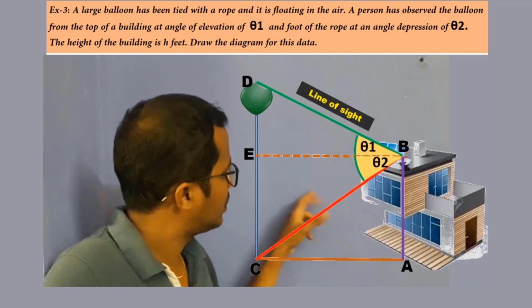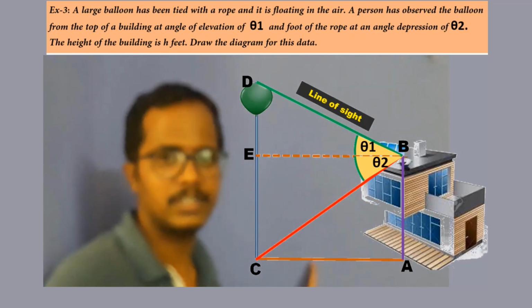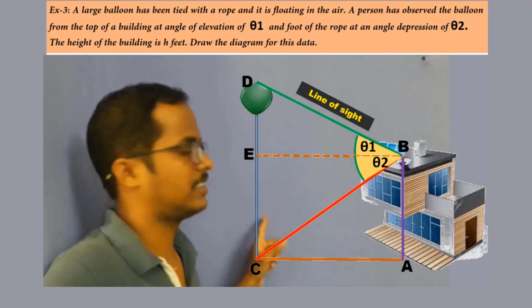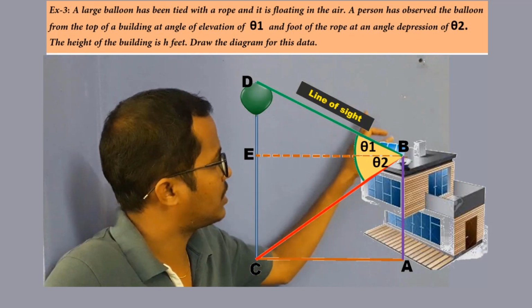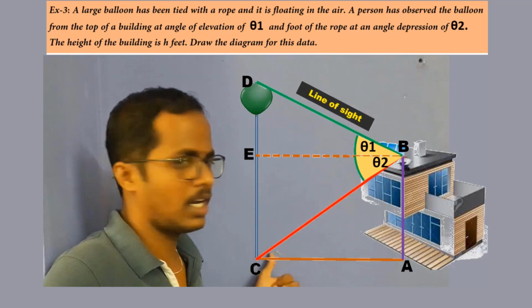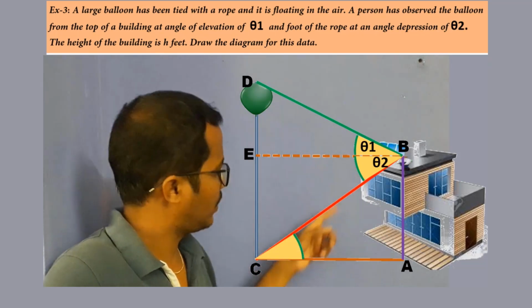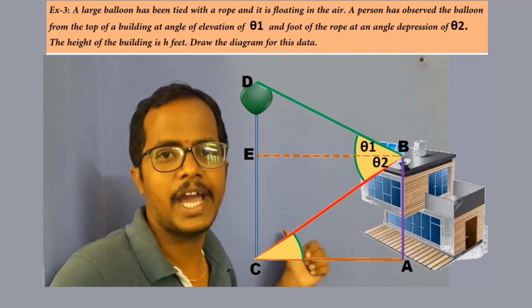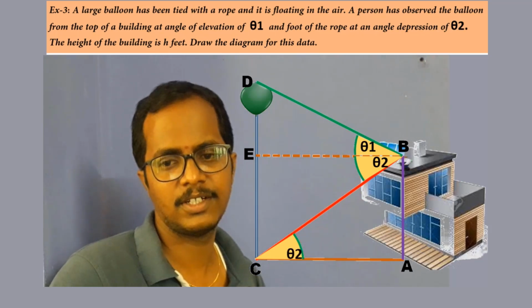And we know that this is the horizontal line and this is the ground, both are parallel to each other, and this line of sight acts as a transversal. Therefore this angle of depression theta 2 will become equal to the angle BCA. So we can take angle BCA as theta 2 since they are alternate interior angles.